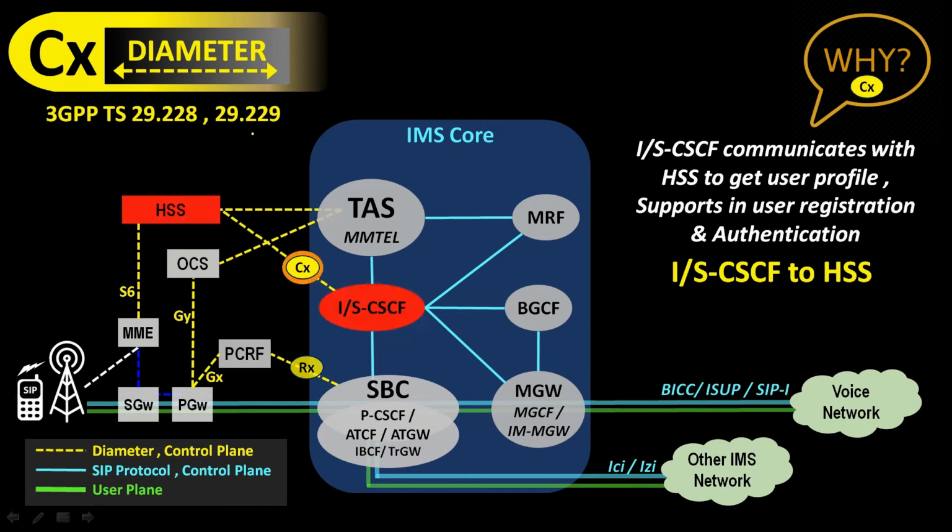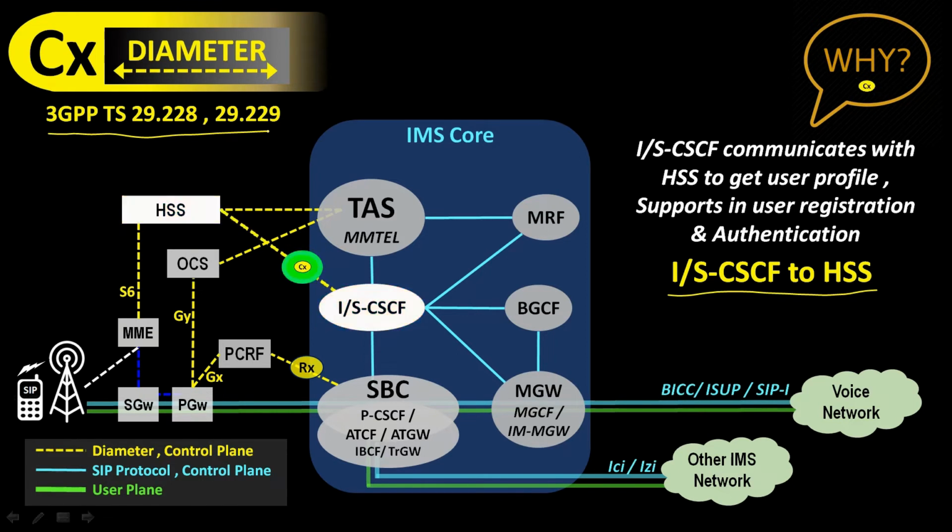The second link is the CX, which is also based on the Diameter. This gives the connectivity between the I-CSCF or S-CSCF towards the HSS. It gives the connectivity of the CSCF with the HSS to get the user profile. It also supports user registration and authentication. You can find more details on the CX interface under 3GPP spec 29.228.